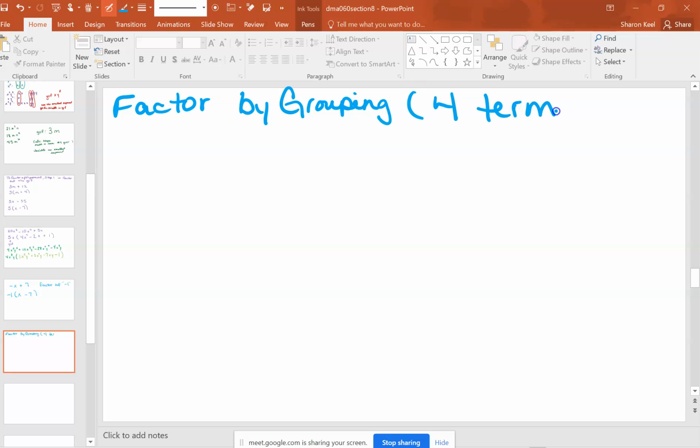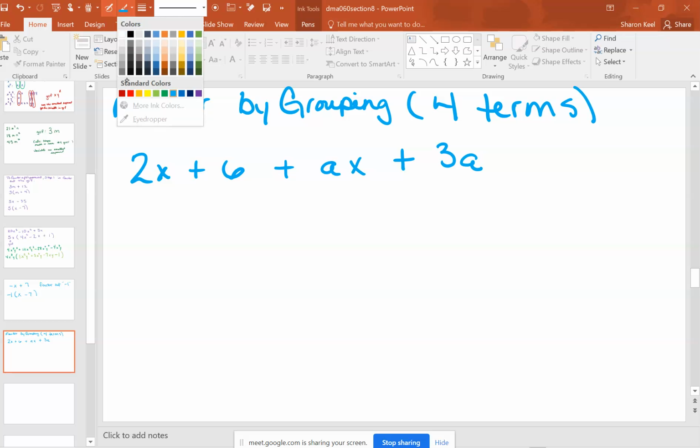If you have 4 terms, this is the way we're going to factor. So let me give you a problem. In our problem, we're going to have 2x plus 6 plus ax plus 3a. When we have four terms, it does not matter the order they're in. Leave the problem the way that it is.